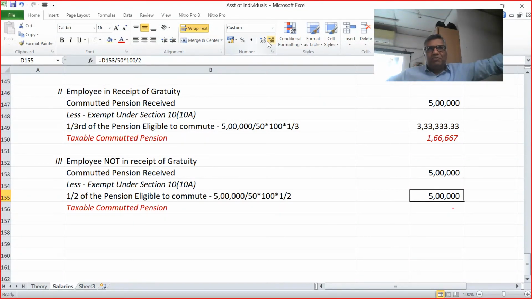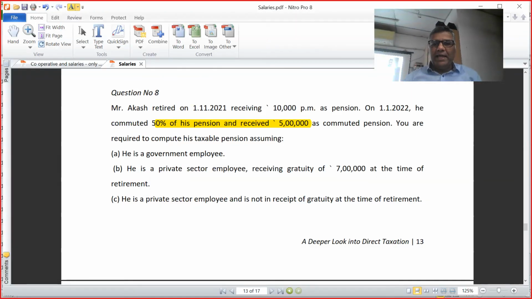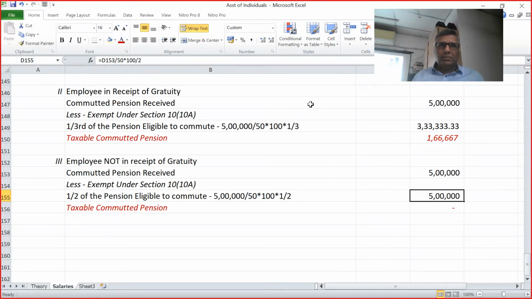The rest of the 50% he will receive every month. See, his pension is 10,000 per month. He says, I will receive 5,000 for my lifetime. Another 5,000, let me commute it. Commutation is not beneficial in the practical world because pension keeps increasing, especially for government employees. Once you commute, you will lose that increment and all. So people will not commute.